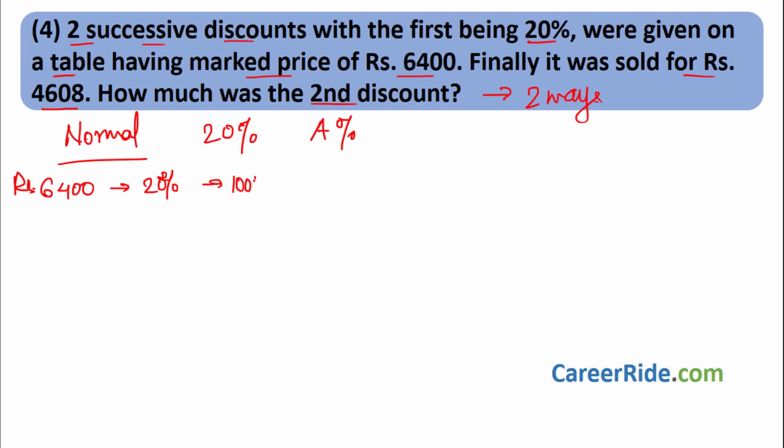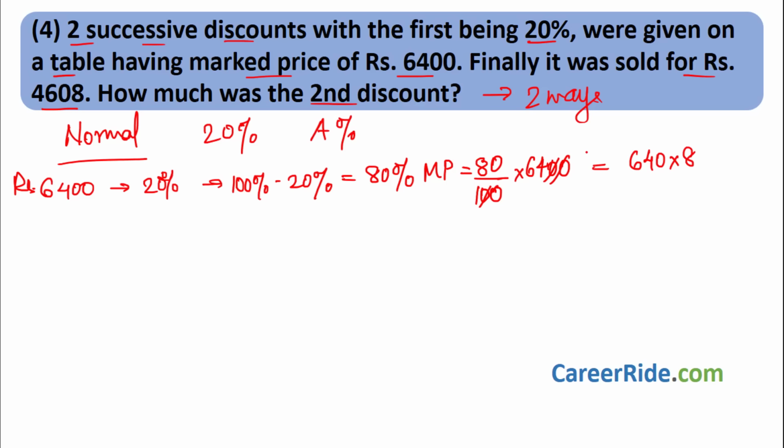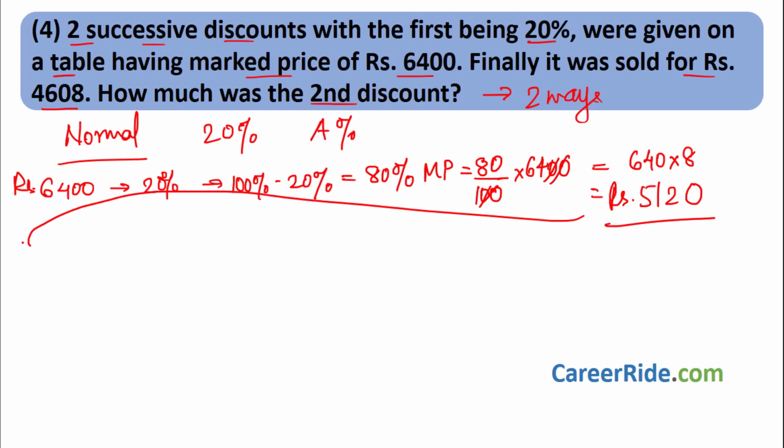It would be 100% minus 20% discount, that would be 80% of the marked price or the original price, that would be 80 upon 100 into 6,400. What do we get over here? 640 into 8. I shifted the 0 over here because it makes the calculations easier. We get 8 4s are 32, 8 6s are 48, 50 and 5, 120. Now this is the price after the first discount. Take that price over here. Now the price is 5120.